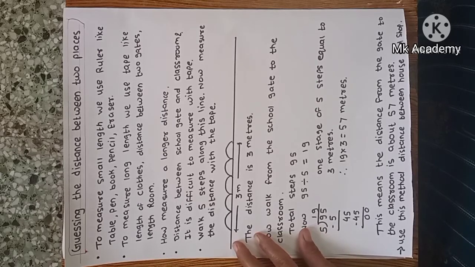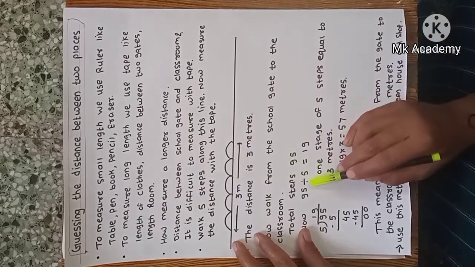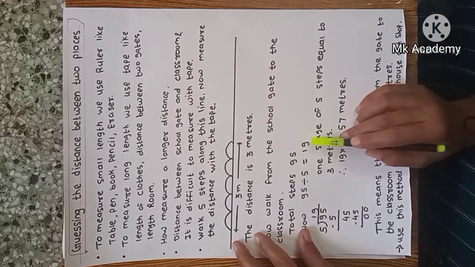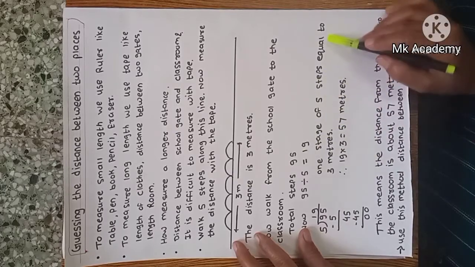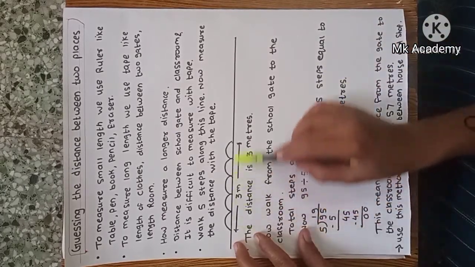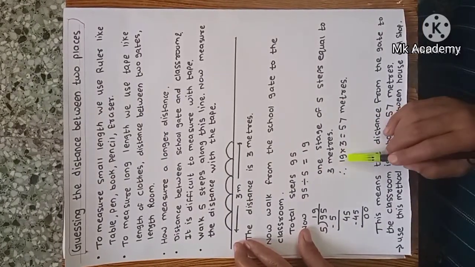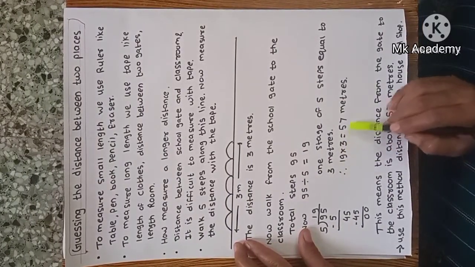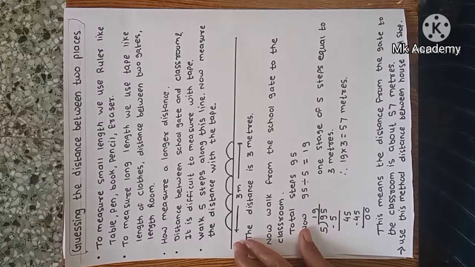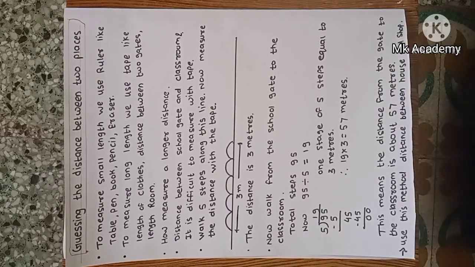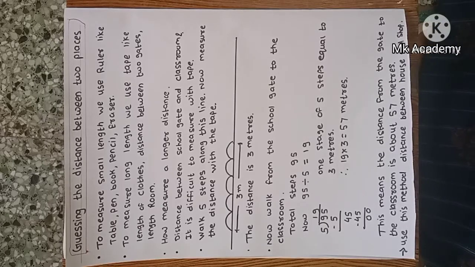Then 95 divided by 5, because we walk 5 steps at a time. The answer is 19. Now one stage of 5 steps is equal to 3 meters. See, this is 5 steps and 5 steps is equal to 3 meters. Then 19 multiplied by 3 is equal to 57 meters. This means the distance from the gate to the classroom is about 57 meters.